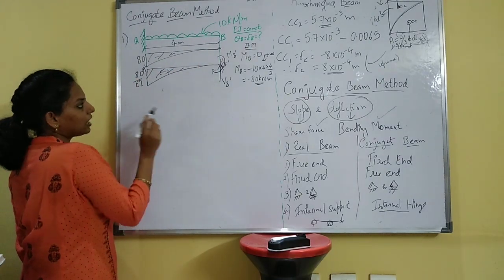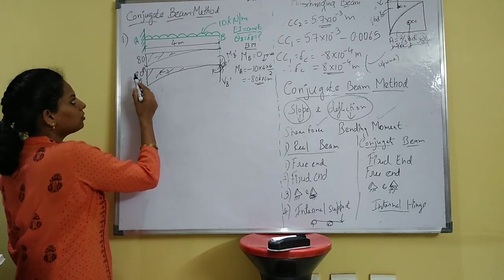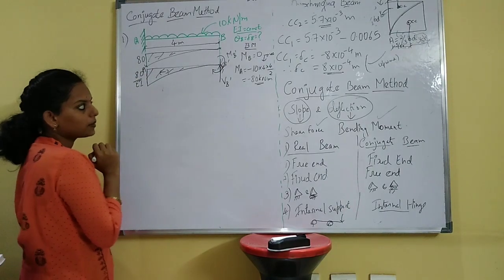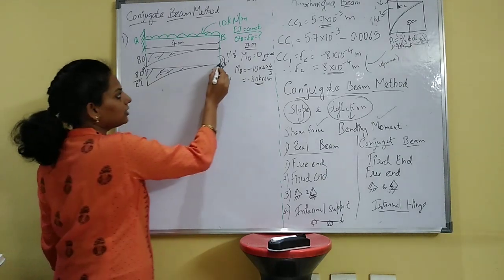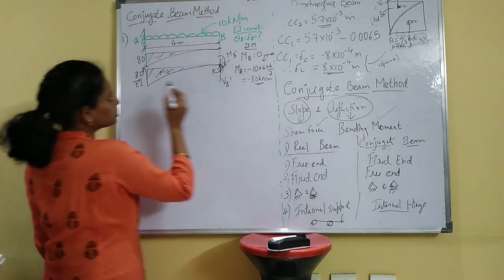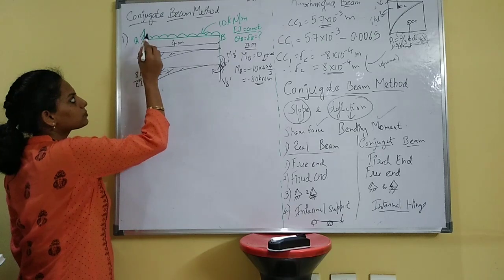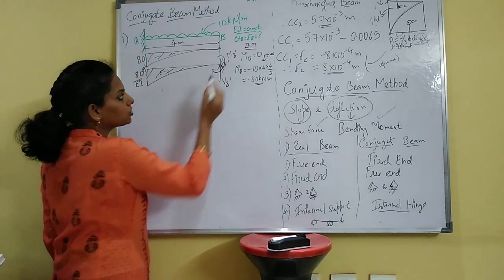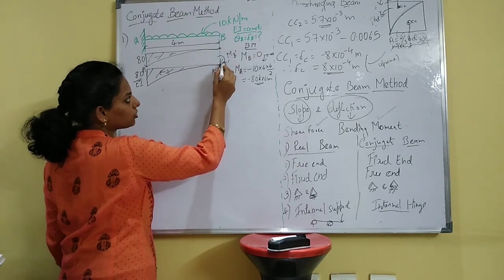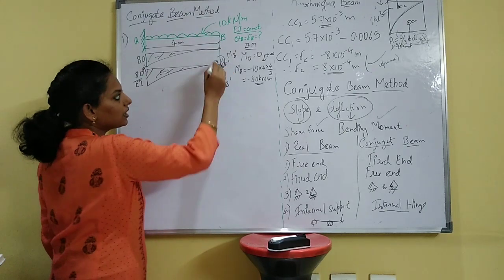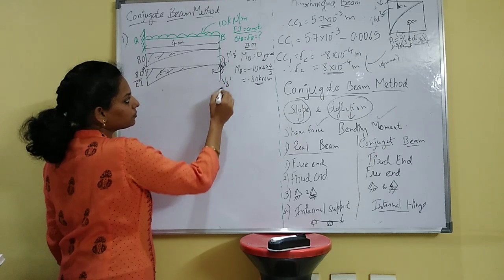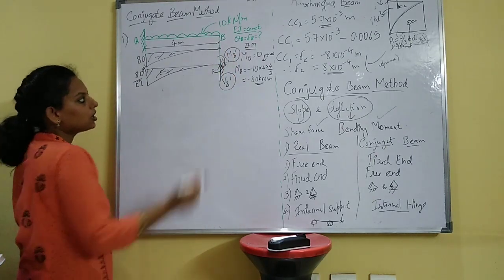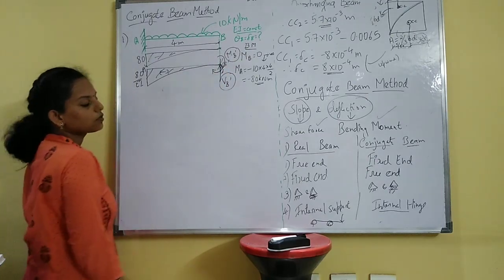Now to draw the M by EI diagram, just draw M by EI, which is nothing but 80 by EI, the bending moment value divided by EI. And you know that in the conjugate beam, a fixed end becomes free and a free end becomes fixed. So here B is fixed. So you mark it as a fixed beam, and here this is your reaction VB dash and MB dash. So that you have to first find out.